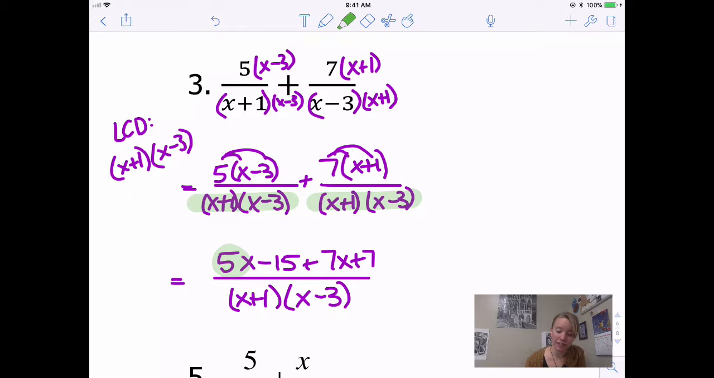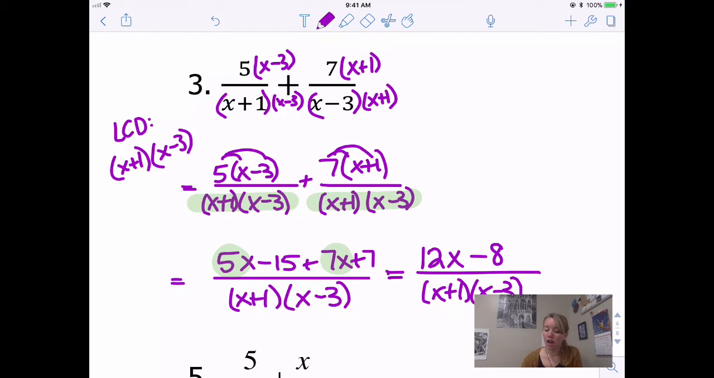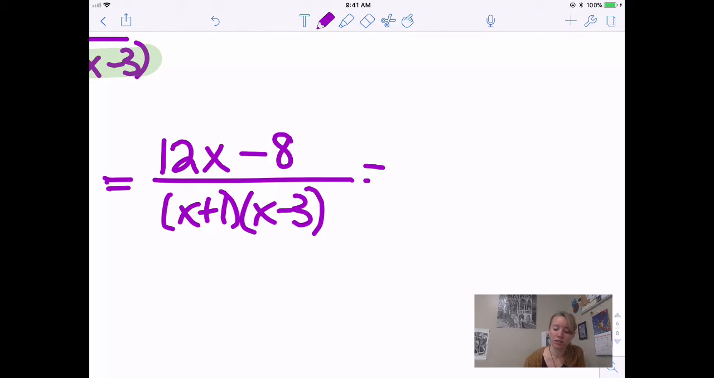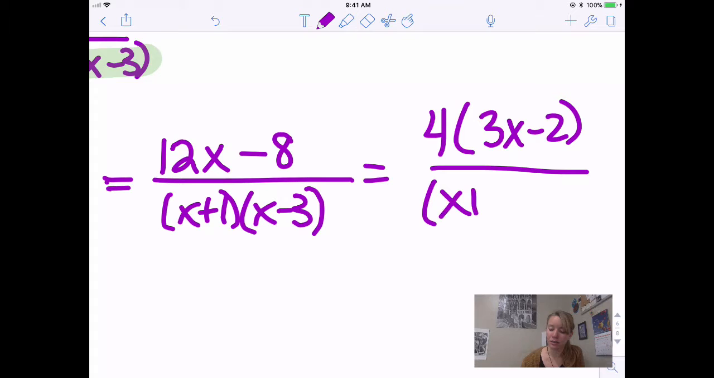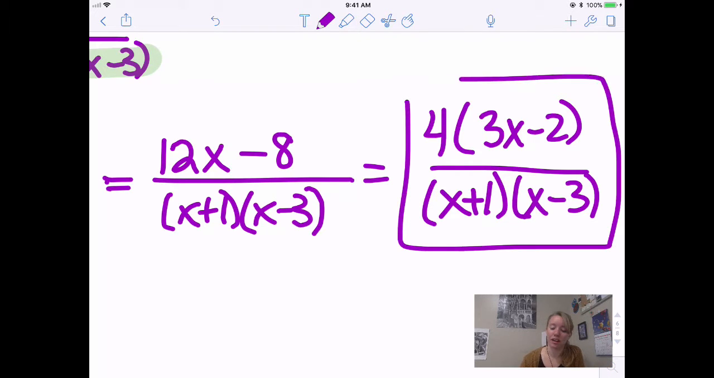So notice I've got 5x and 7x. So the denominator stays the same. I've got x plus 1, x minus 3, but the numerator becomes 12x. And then negative 15 and positive 7 is negative 8. Okay. If I want, I can think about factoring out a 4. I get 3x minus 2 over x plus 1, x minus 3. Again, I would take either of these answers because nothing cancels, but this is the most simplified answer because I can see all of the factors and make sure that nothing has been left undone.